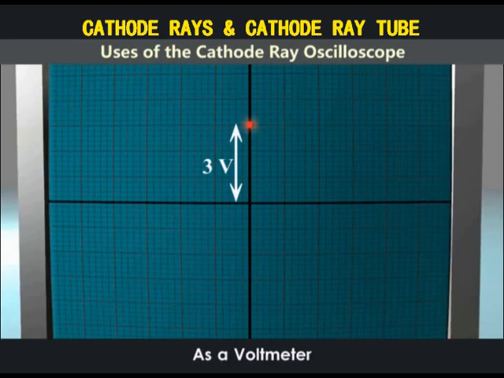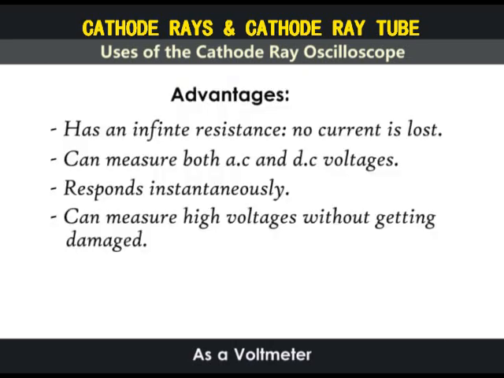Using the CRO as a voltmeter is advantageous because it has an infinite resistance and therefore no current is lost. It can also measure both direct and alternating voltages. It responds instantaneously, unlike conventional voltmeters whose pointers keep swinging about a point. It can also measure large voltages without being damaged.